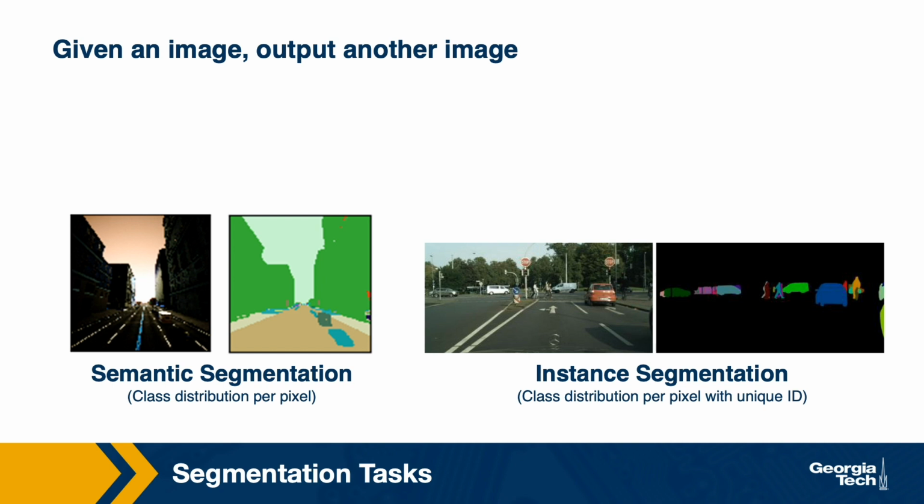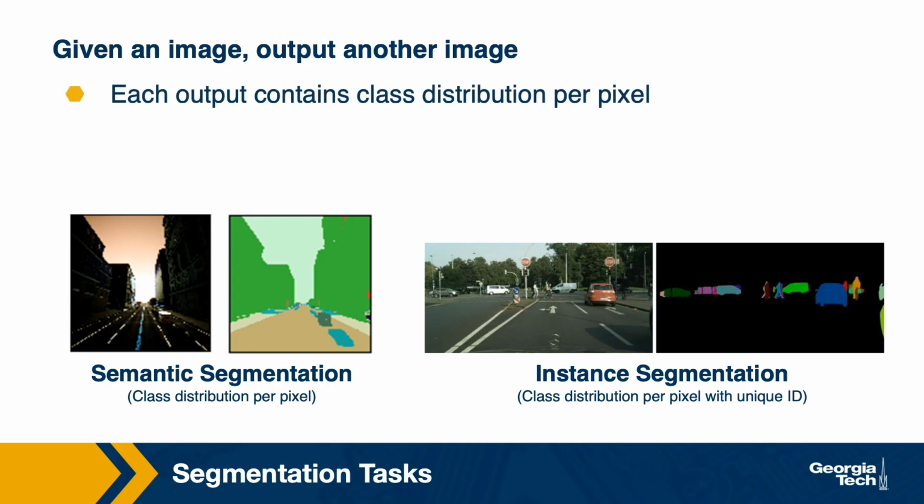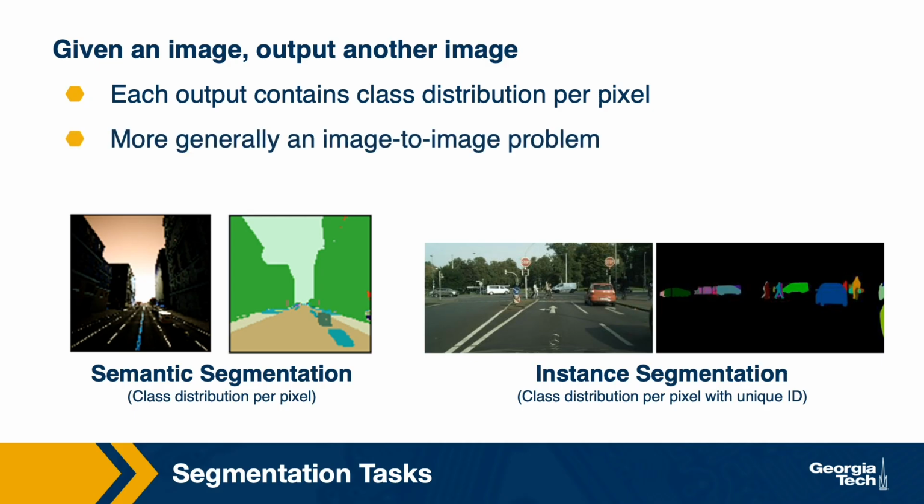Let's talk about image segmentation. Given an image, we really want to output another image. That is, each output contains the same width and height, but a class distribution per pixel. This is more generally referred to as an image-to-image problem. That is, we have an input tensor with a width and a height and a number of channels, typically 3 for a regular RGB image.